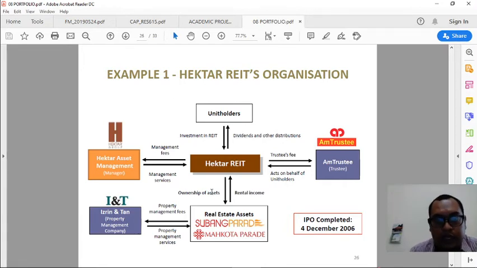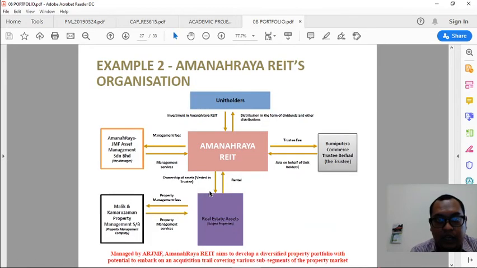So if you look at the organization of a REIT company, then you can already know what is their purpose, what is their end goal. What is their end goal of having this kind of very big indirect investment organization? Okay, so it's quite similar also with Amanah Raya REITs, whereby Bumi Putra Commerce can become the trustee, the unit holder, the manager is JMF Asset, the property management company is Malik and Kamru Zaman.